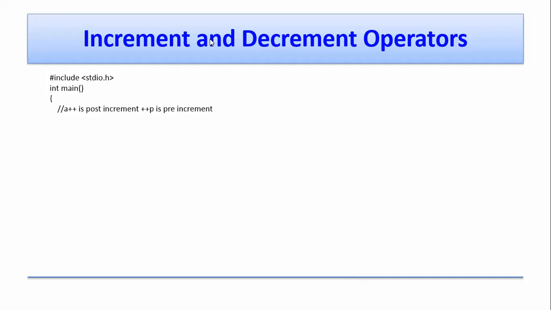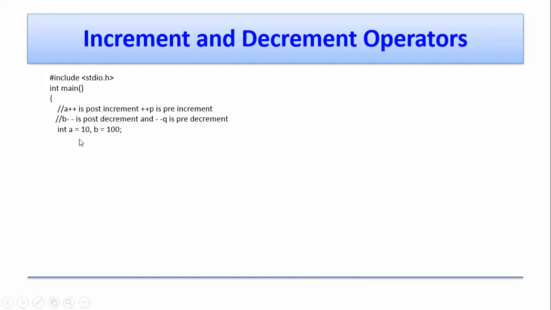Pre increment means before the variable. Post increment means after the variable. Right? So I'll give an example. In here you can see, this is decrement. This is post decrement, after the variable. Here, before the variable, that is pre-decrement.